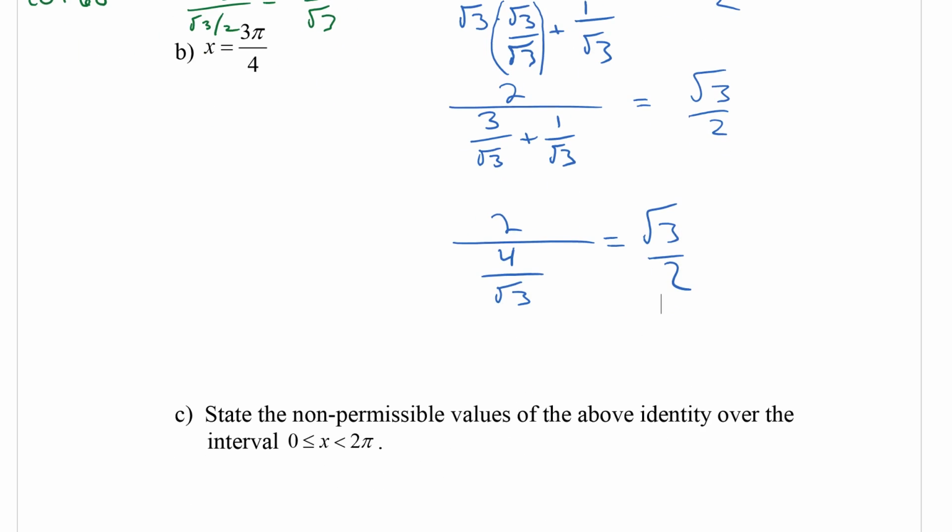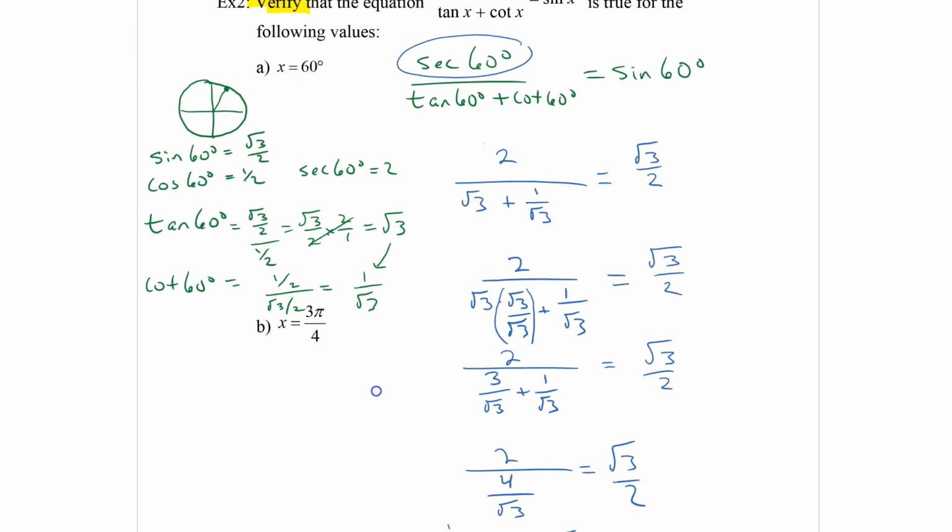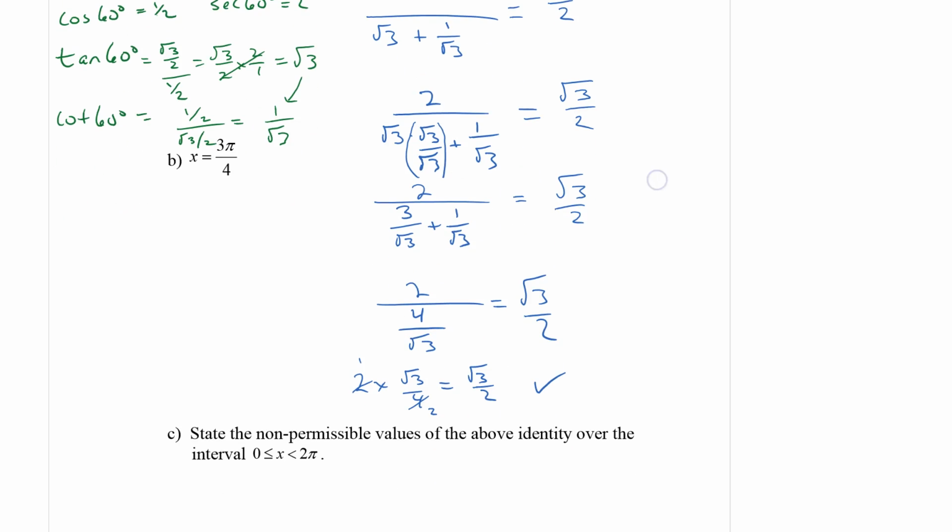Now, how do I fix the left-hand side? I got a complex fraction. 2 divided by that is the same thing as 2 multiplied by the reciprocal, which is root 3 over 4, is equal to root 3 over 2. And you can see now I'm going to be simplifying this. This is a 2 and this is a 1. So I get that this does work. Root 3 over 2 is equal to root 3 over 2. So that's how you would verify. Verify is about plugging in the numbers and then seeing if the math works.